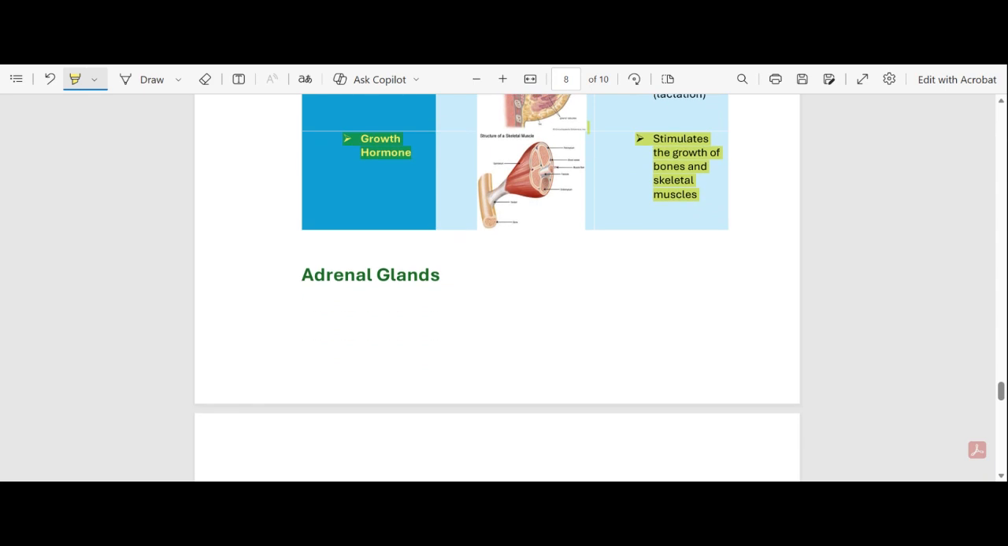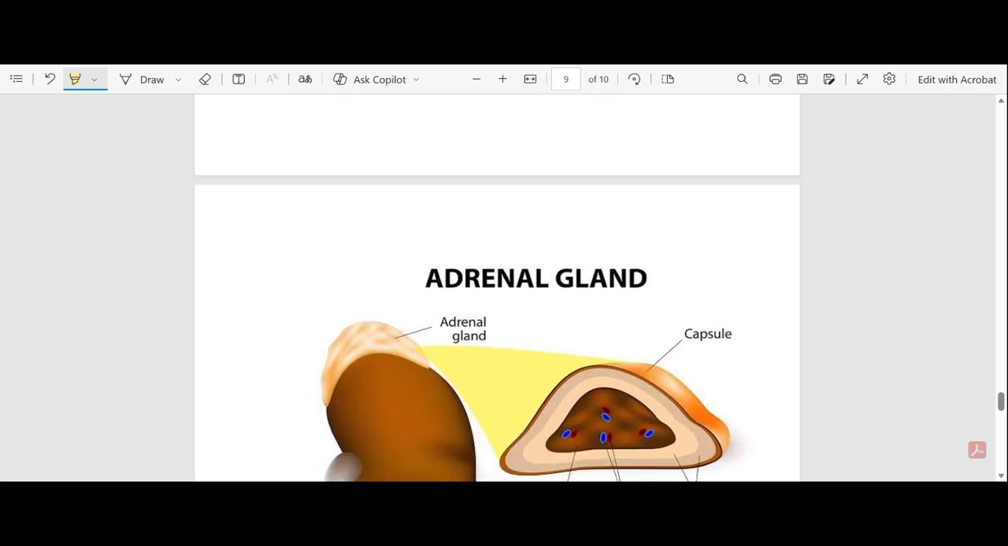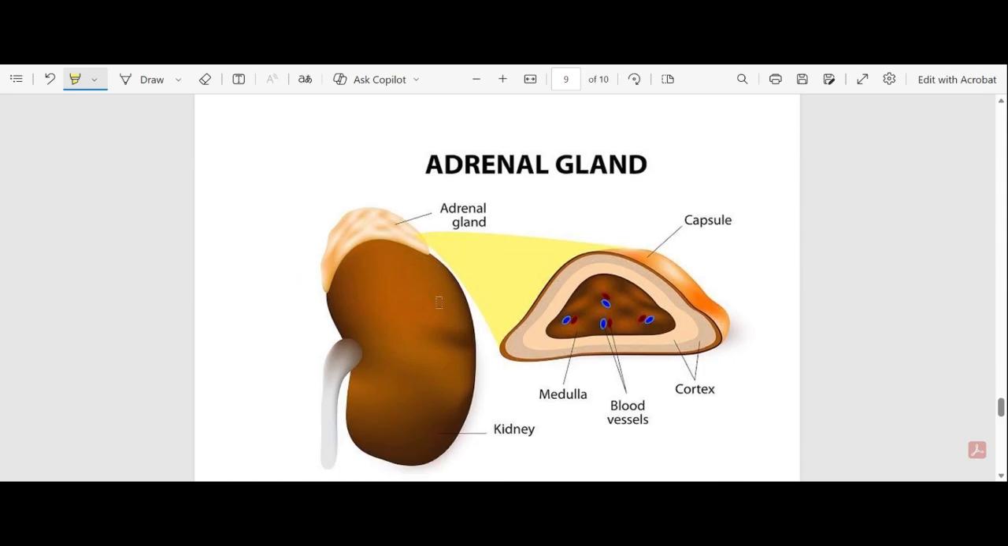Okay, let's go to adrenal glands. Let's move on to other glands. Remember, we said your adrenal glands are just above the kidney. These are the adrenal glands, not the kidney itself. They're above the kidney. These are the structures that form part of the adrenal gland. You have your capsule outside and your blood vessels inside. You have your medulla and your cortex. It's not important for you to know the structures of the adrenal gland. Just have to know what hormones they secrete and the function of those hormones.